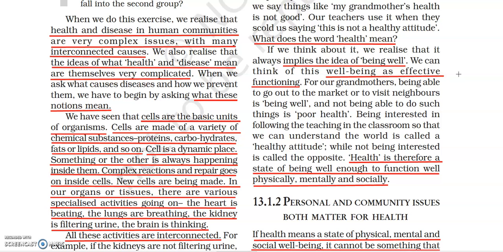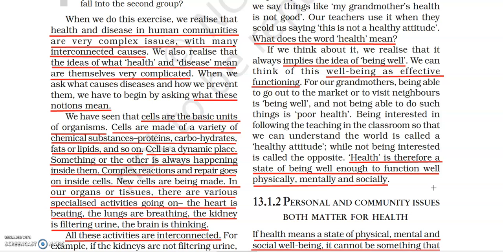So WHO has given a definition: health is a state of being well enough to function well. But how? Physically, mentally, and socially. So health is not only physical. It has a very vast meaning. It means being well enough to function physically, but also mentally, and even socially.